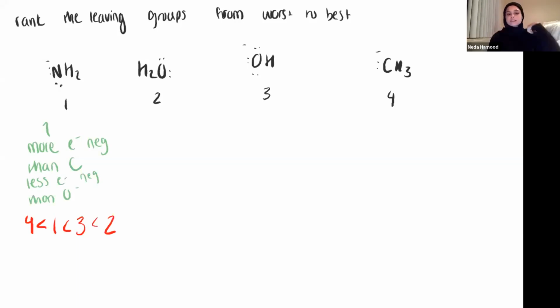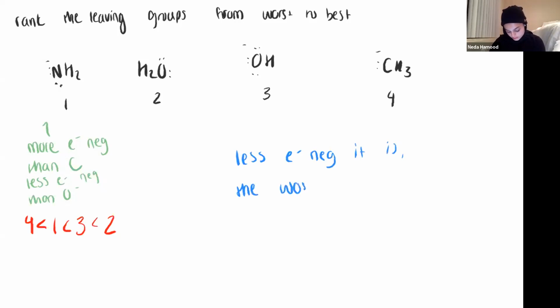So I guess this is an electronegativity kind of trend. The less electronegative it is, the worse a leaving group it is. Cool.